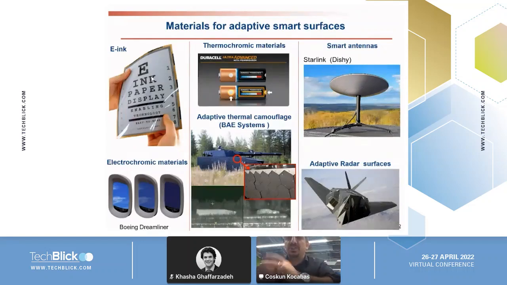These are slow devices, but they are commonly used for electronic paper applications, e-readers. There are electrochromic materials, a broad range of materials that can change their color by doing electrochemical reactions. And you can change the absorption of a material by doing electrochemical reactions. And Boeing is now implementing these materials for airplanes, so you can change the transmission of the window.